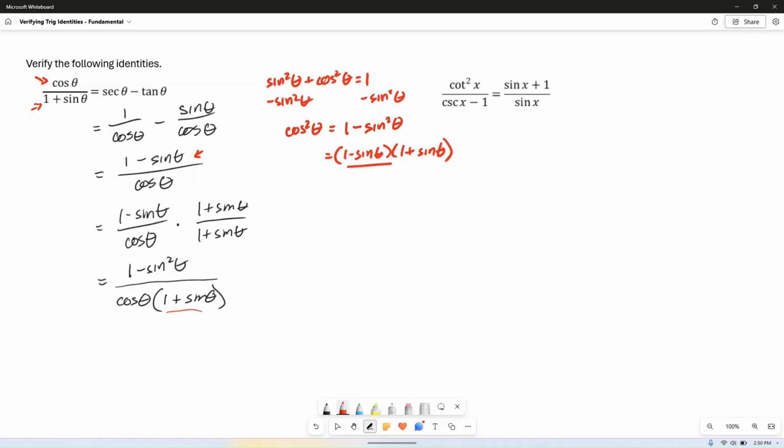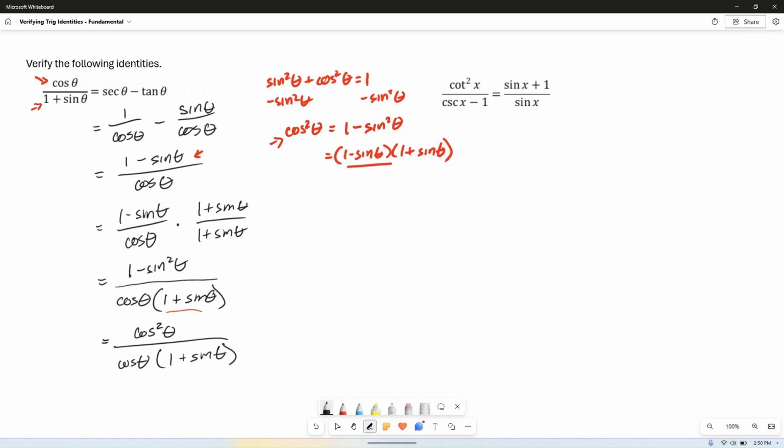All right, so how do I go from here? We have 1 minus sine squared over the quantity of cosine times the quantity 1 plus sine theta. Well, what we saw in our Pythagorean identity up here was that cosine squared of theta is equal to 1 minus sine squared. So I can rewrite the numerator, 1 minus sine squared, as cosine squared theta. And that's all over the denominator, cosine theta times the quantity 1 plus sine of theta. And we are almost done.